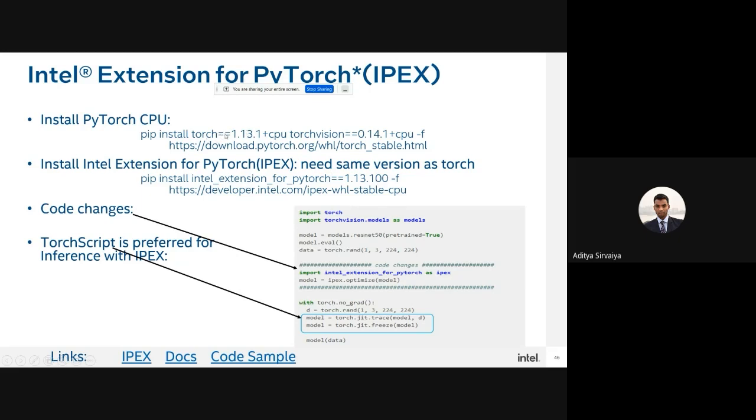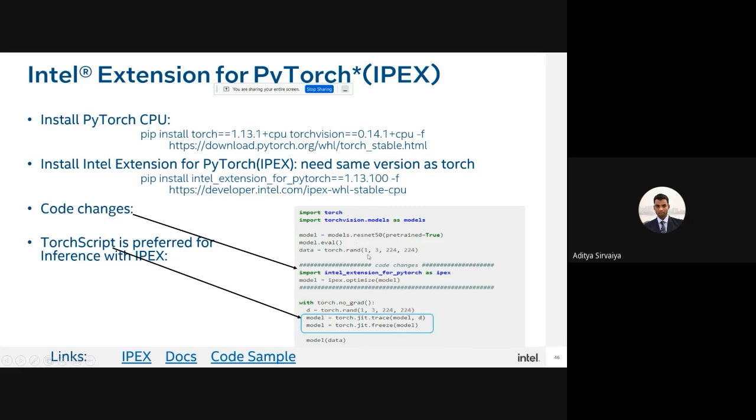If you have PyTorch 1.13.1, the major version should be the same. If you have 1.13, you should also have the IPEX, Intel Extension for PyTorch, 1.13 only. You cannot have 1.12. Once you have installed it, we come to the code change part. So you import the torchvision model, and you have got the ResNet 50 pre-trained model.